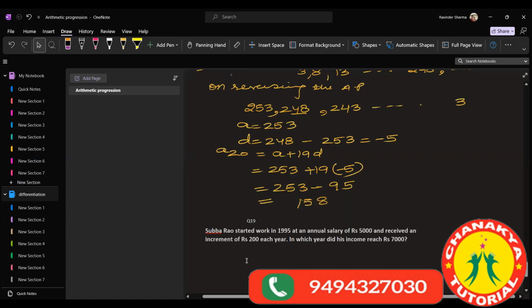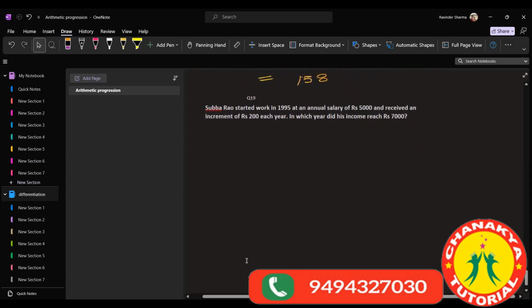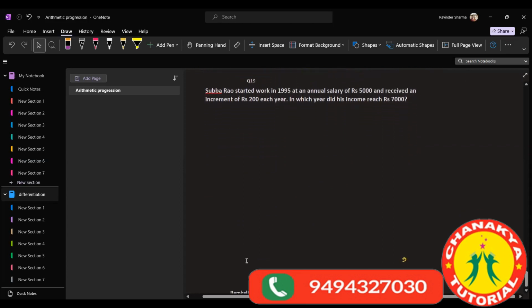Subbarao started work in 1995 at an annual salary of rupees 5,000, and received an increment of rupees 200 each year. In which year did his income reach 7,000 rupees? Can anyone tell me what the values of A and D are, and what is your 7,000?